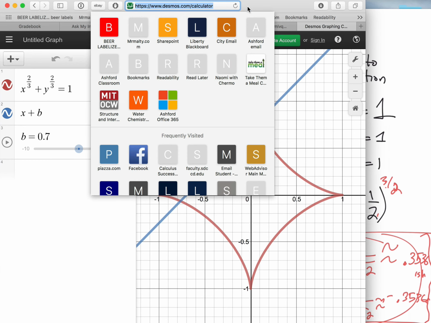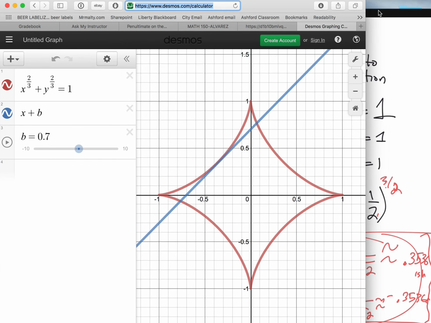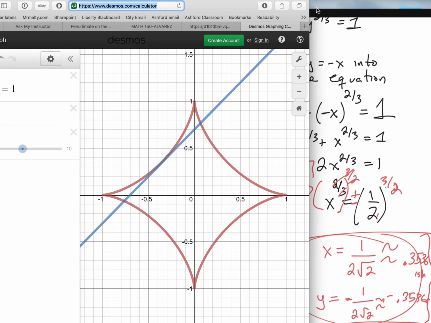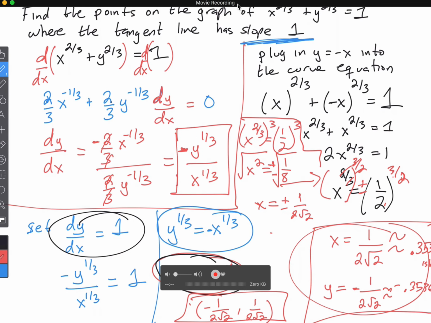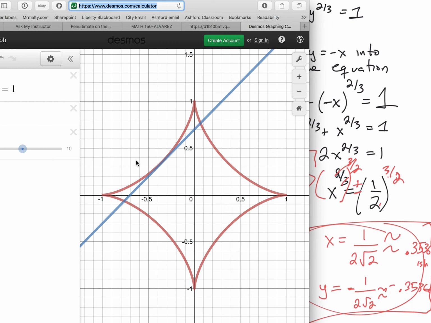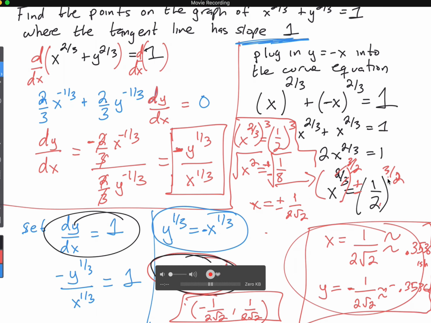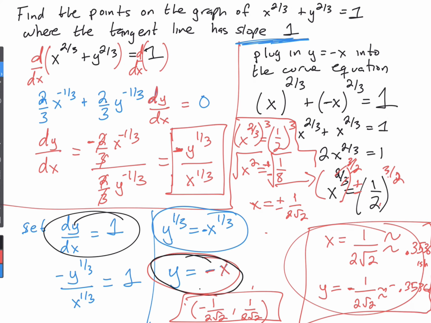Where's our picture? There it is. Okay. So this would be the other one, right? This one right here. So x is minus 0.3-ish or whatnot, and then y is the positive 0.3-ish. Does that make sense? Okie doke. Any other questions with that? Does that make sense? Does that seem reasonable? Okay.